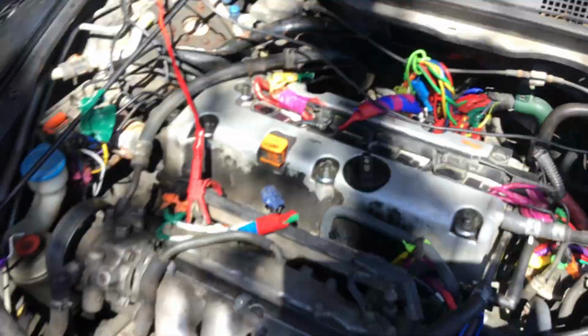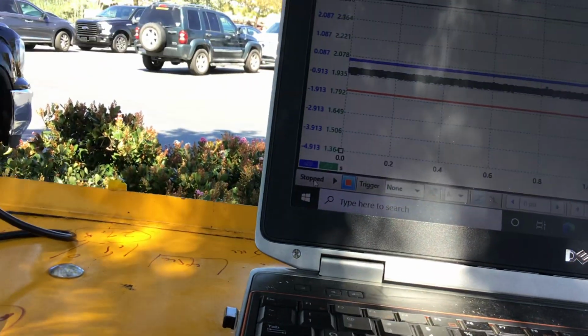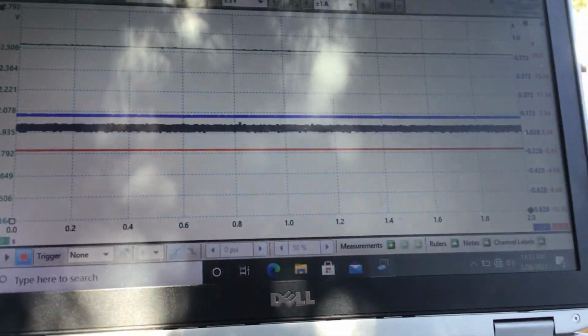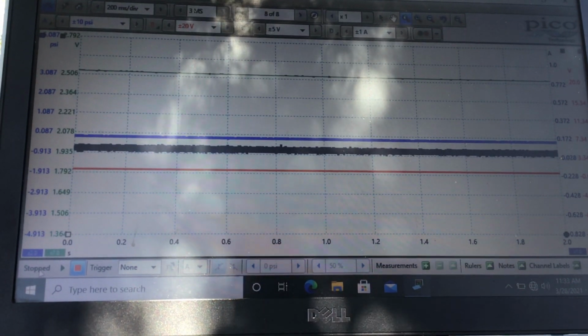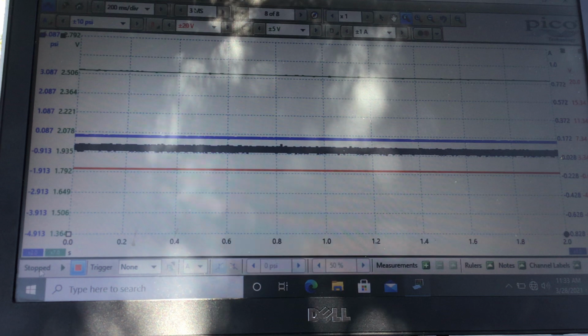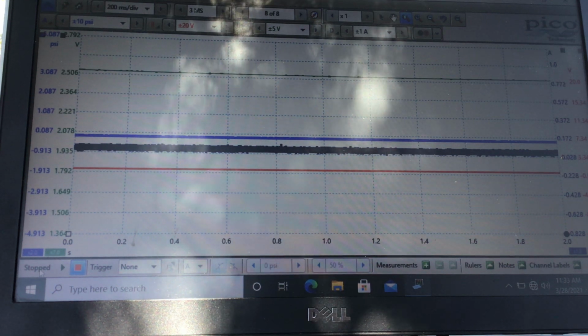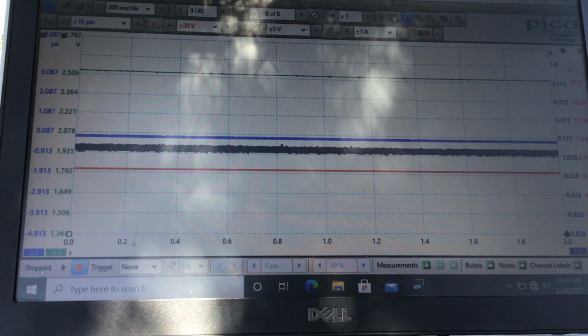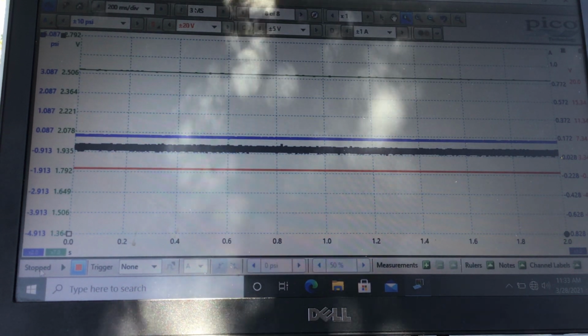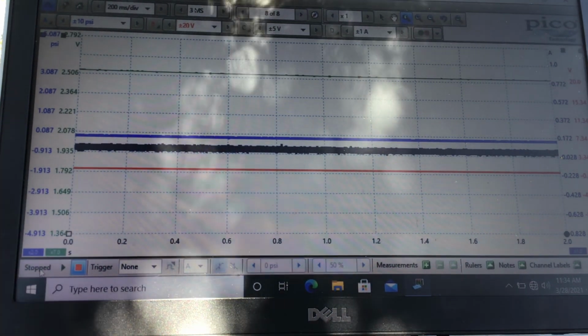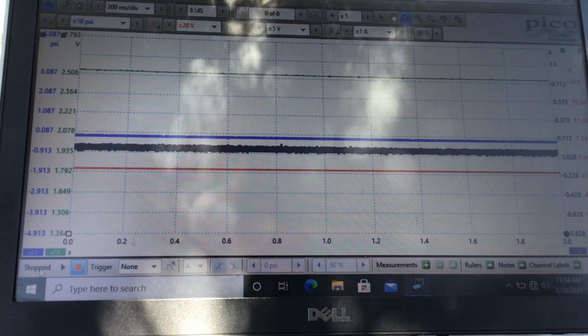Here's our setup. Here's the engine. We're on the scope. Car is not running. We will get it running and get you set up and talk about the action reaction. So here we go, starting the car. Alrighty. We are idling. The scope is started now.